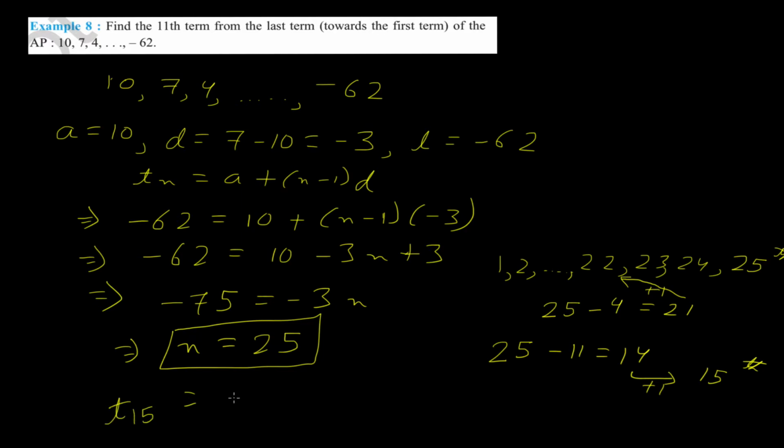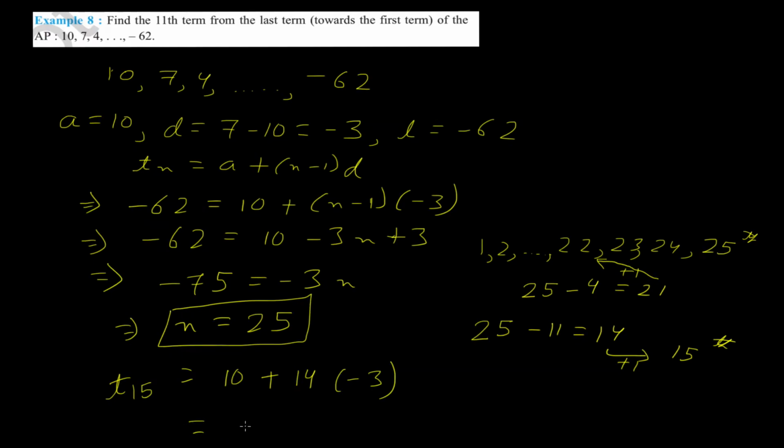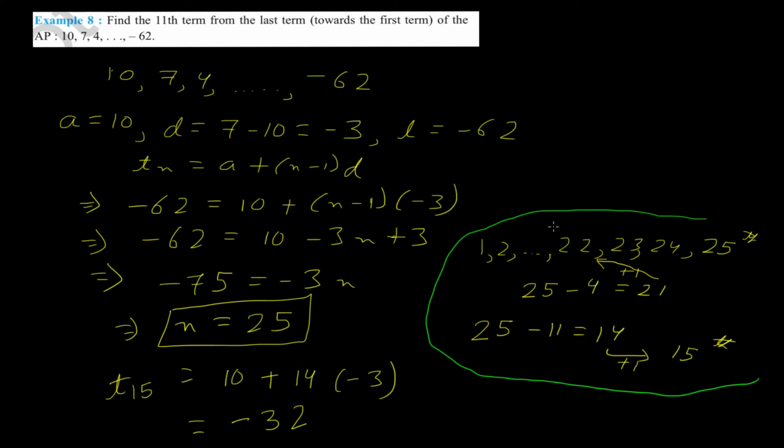It would be equal to A plus n minus 1, that is 14, times common difference minus 3, or this would be minus 42 plus 10, minus 32. This thing here is just an extra thing we did to understand which term would be the 11th term from the end. I think it's better to do a quick review of what we did.